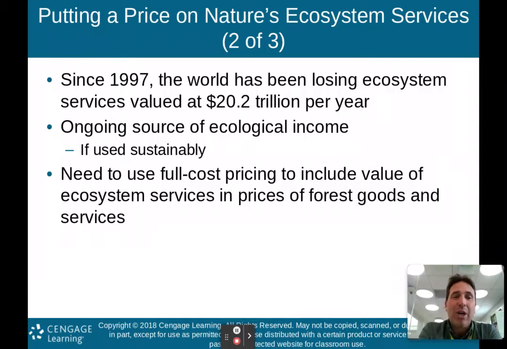So what do we need to do? We need to use that full cost pricing that I've spoken about multiple times already in this course to include the values of the ecosystem services in the prices of forest goods and services.